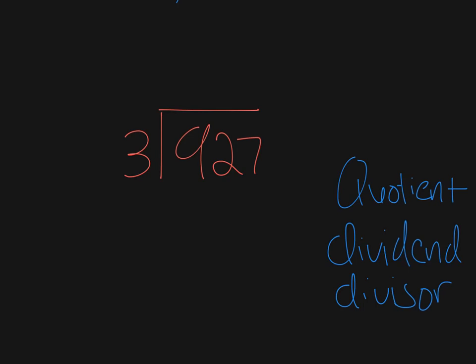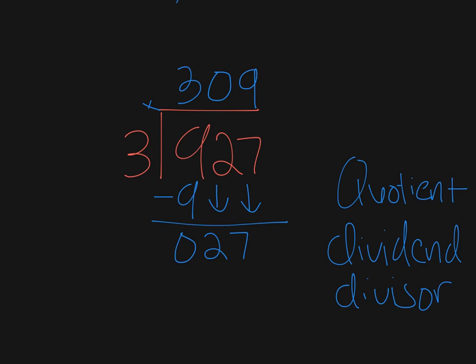3 can go into 9 3 times because we know that 3 times 3 makes 9. When we subtract 9 minus 9, we get 0. We bring down the next digit, which is a 2. 3 cannot go into 2, so we put a 0. Then we bring down the next digit. 3 can go into 27 9 times. And then that will give us 27 as well. And then we end with a 0. Our quotient is going to be 309.